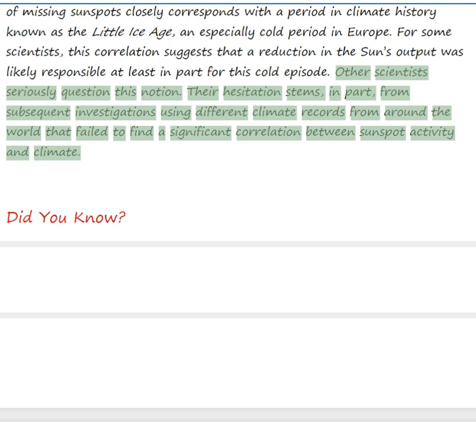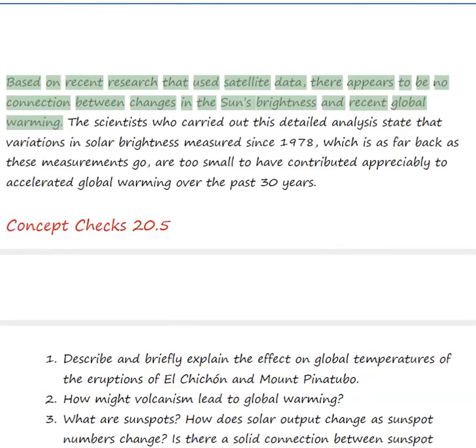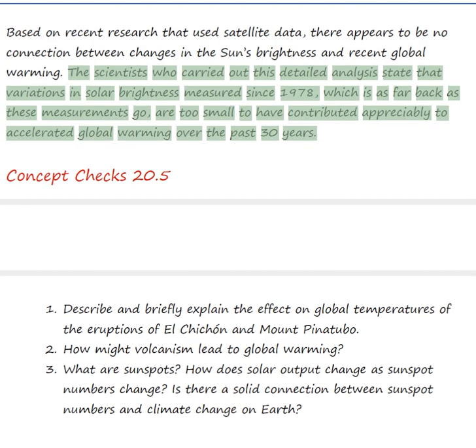Their hesitation stems, in part, from subsequent investigations using different climate records from around the world that failed to find a significant correlation between sunspot activity and climate. Did you know? Based on recent research that used satellite data, there appears to be no connection between changes in the sun's brightness and recent global warming. The scientists who carried out this detailed analysis state that variations in solar brightness measured since 1978, which is as far back as these measurements go, are too small to have contributed appreciably to accelerated global warming over the past 30 years.